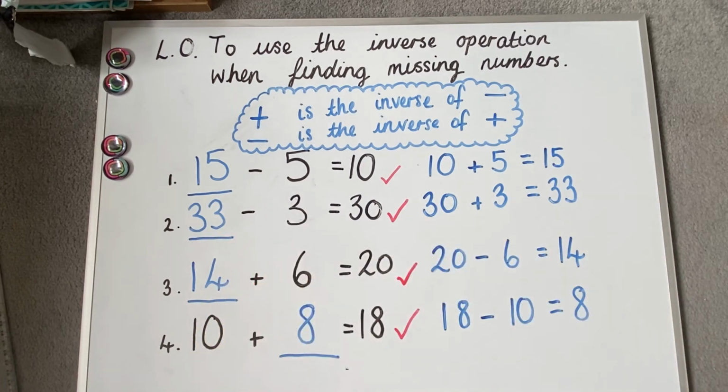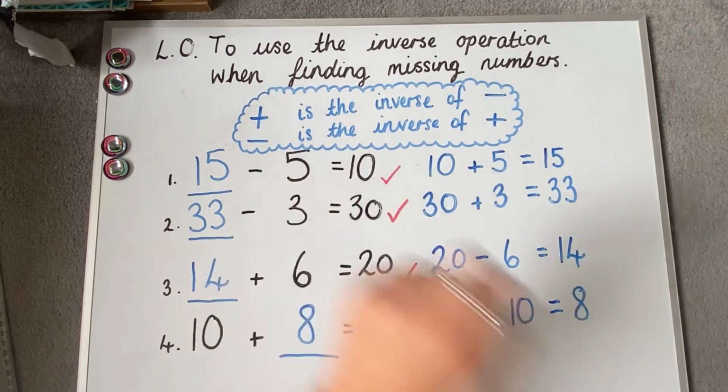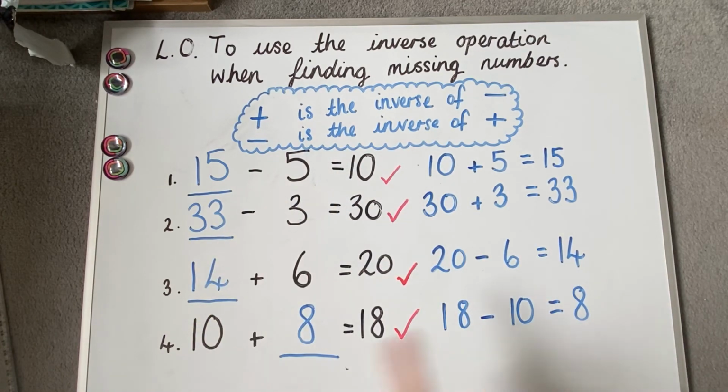Fantastic. So there's 2 activities for you this week to use adding to find the missing numbers in taking away sums and to use taking away to find the missing numbers in adding sums. Remember, when you're taking away, your biggest number goes first.